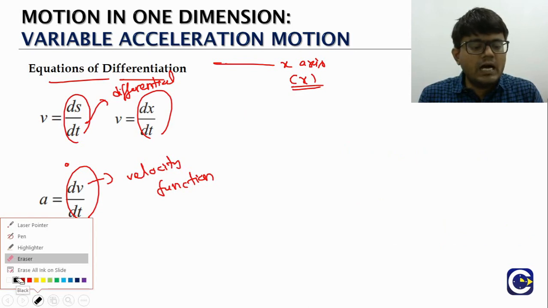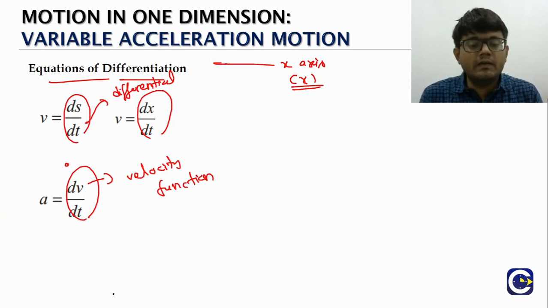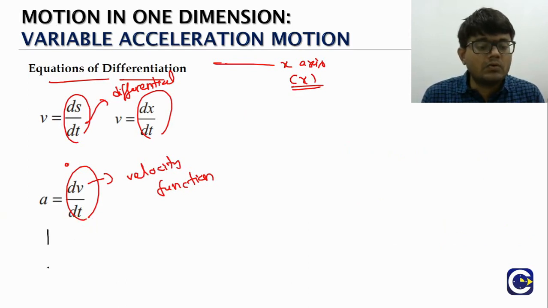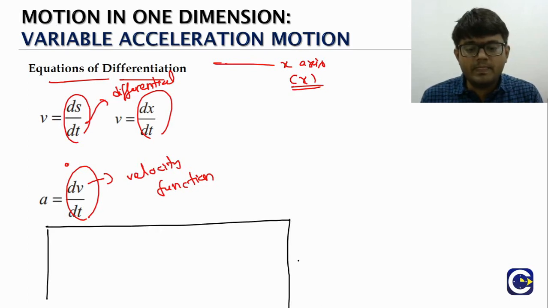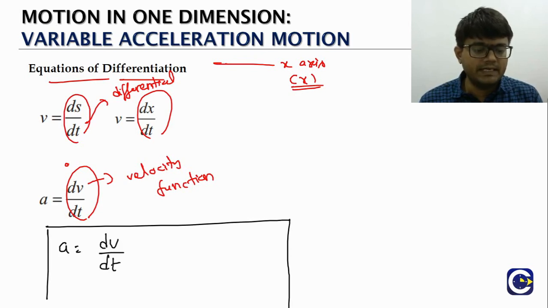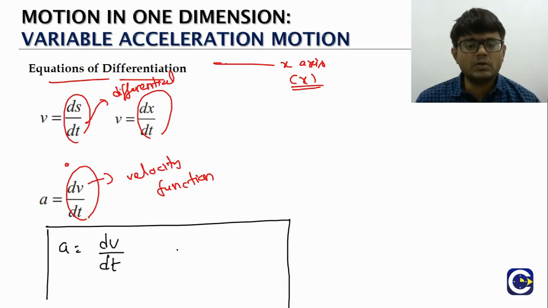Sometimes we'll also have a scenario where we will have to relate them without using the time. So how we'll relate them, we'll see. Okay, so look at this. A is equal to dv by dt.